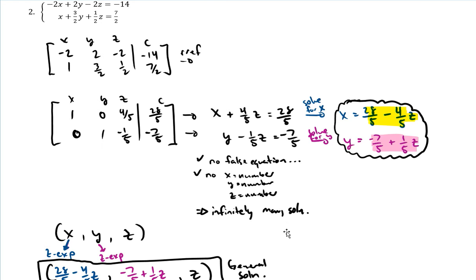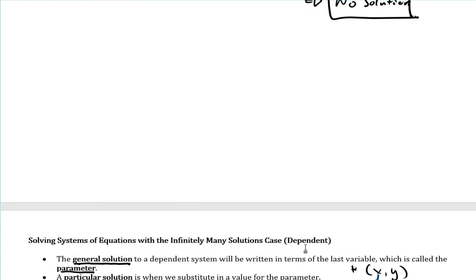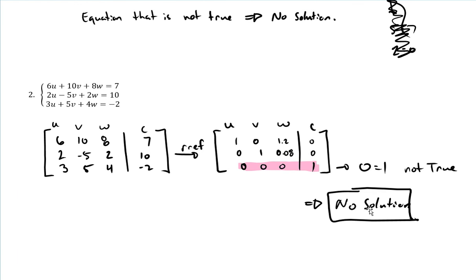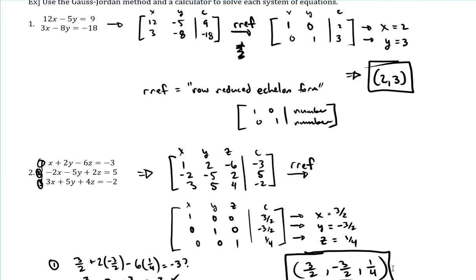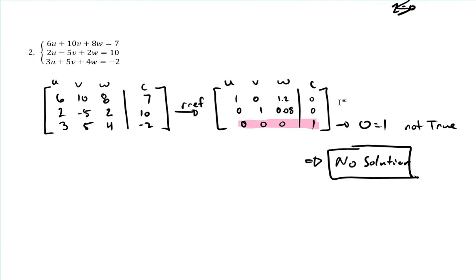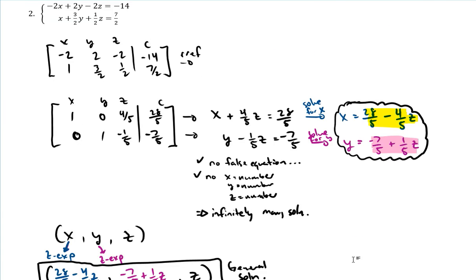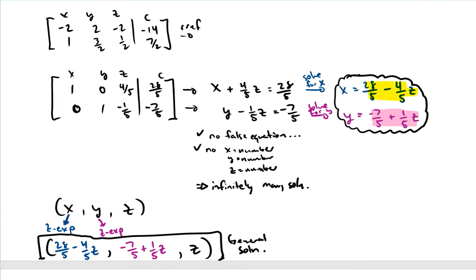So our main thing is really just, if we get a false equation, like right here, that's instantly no solution. And if we don't get instantly x equals a number, y equals a number, z equals a number, then that means it's got to be the infinitely many solutions case. And that leaves us with variable expressions as our answer.